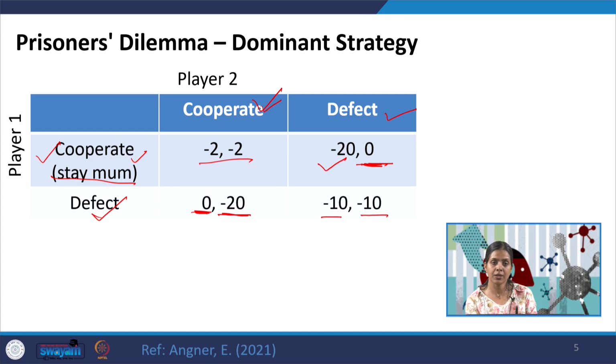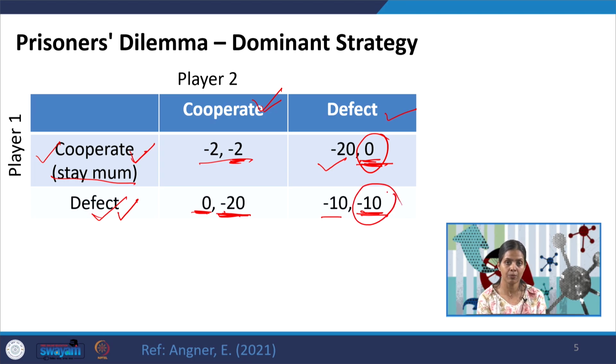And how do we obtain the Nash equilibrium? As you can see, if player 1 cooperates, then player 2 is better off by defecting. If player 1 defects, then by comparing minus 20 and minus 10, again player 2 is better off by defecting.